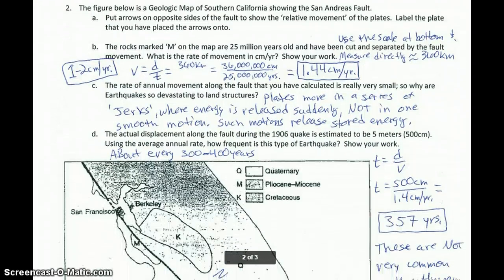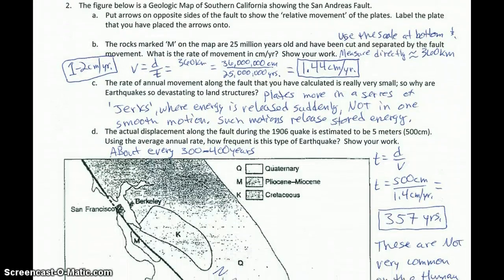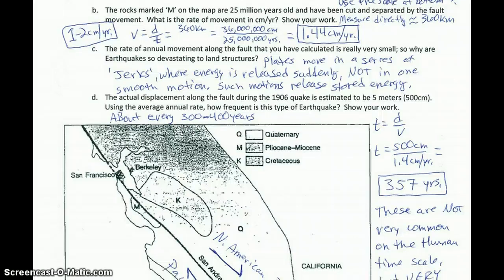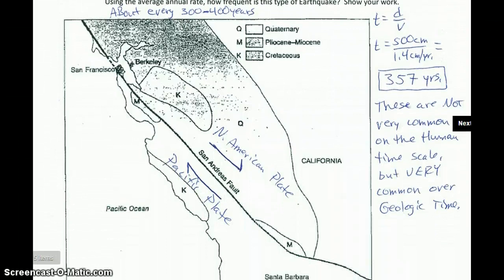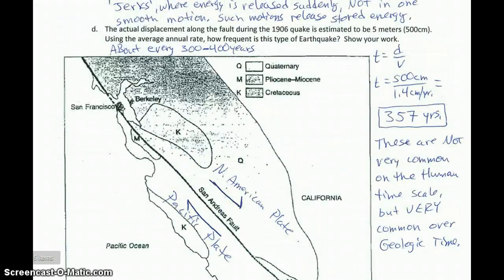The figure below is a geologic map of Southern California showing the San Andreas Fault. Put arrows on opposite sides of the fault showing relative movement of the plates. Label the plate that you have placed arrows onto. So let's look at this picture. Here I have the Pacific plate. The Pacific plate is moving northwest relative to the North American plate, so the arrows would be drawn to the southeast in this direction. So this is the North American plate along the San Andreas Fault, grinding up against the Pacific plate.